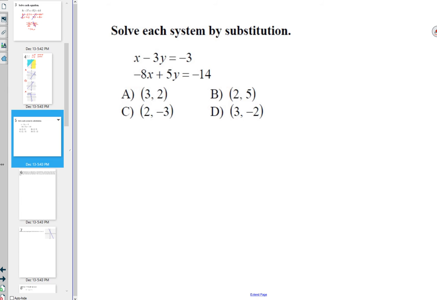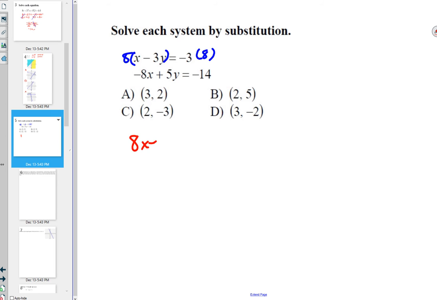All right, here we go. Solve by substitution. I don't necessarily think substitution will be the best way to go here. So you want to do elimination? All right, so let's do elimination. What variable would you prefer to eliminate? X. Yeah, that's the only one I would really do elimination with, is the X, because the signs are already different, and if I just multiply the top by 8, you'll be all set to go.